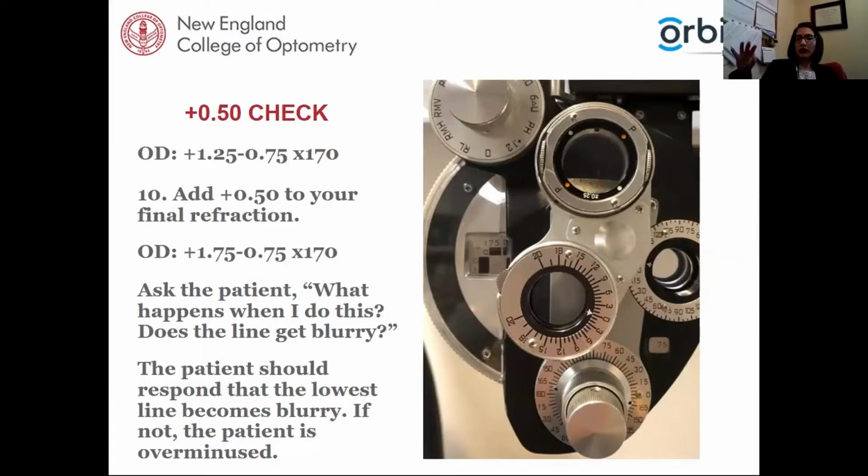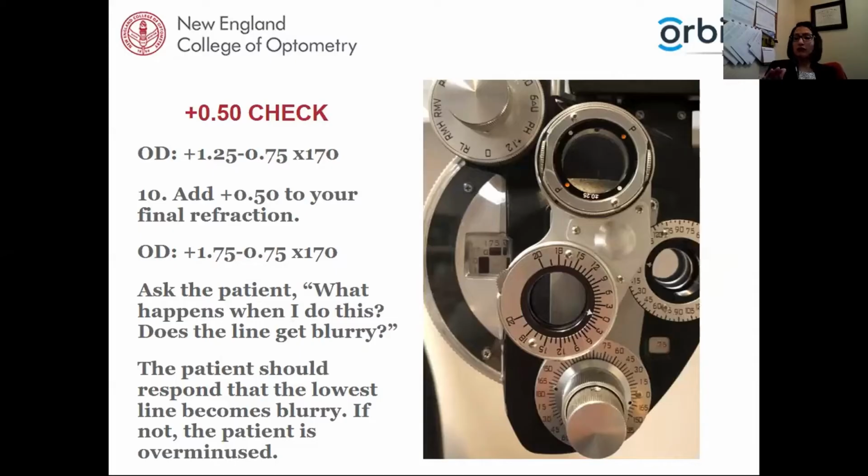Essentially you take whatever the results of the second sphere check were, and add plus 0.50 to that. So ours was plus 1.25, so it would go up to plus 1.75, and we would ask the patient, what happens when I do this? So let's say they're able to read the 20/20 line. You say, keep looking at that line. What happens when I do this? And the hope is that they say, oh, I can't read it anymore, or it gets blurry. If they're not sure what you're trying to ask, you can say, does the bottom line get blurry when I do this? And if the answer is yes, that's good.